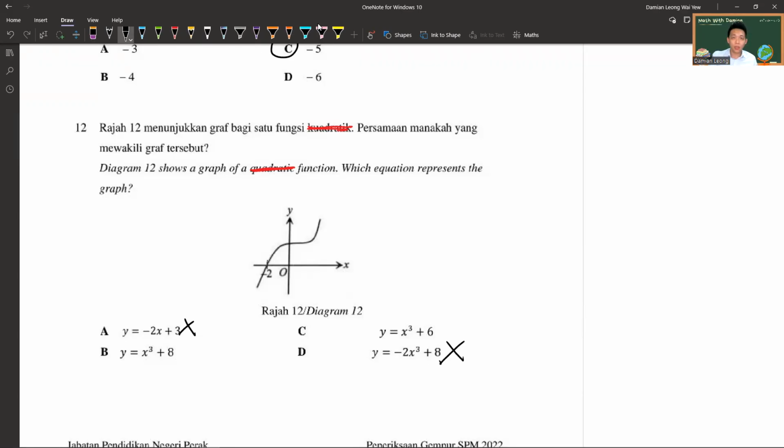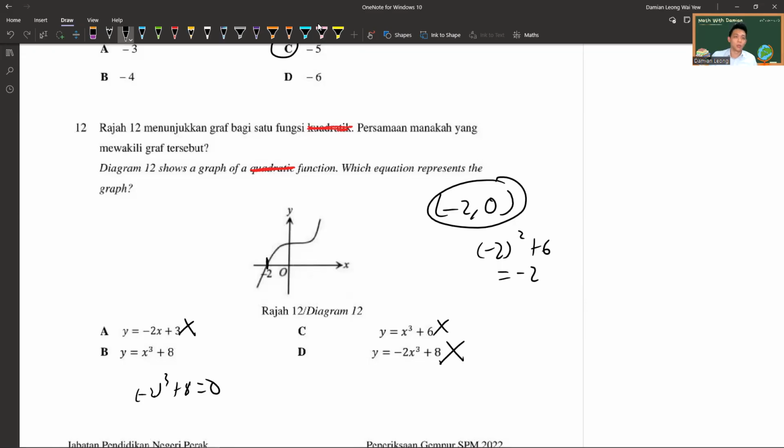So how do I determine which it is? The only point I'm given is here, which is -2, 0. So I just sub in -2, 0 into each of these two. If I put -2 here, -2 cubed plus 6 will be -2. So this is wrong. If I put here -2 cubed plus 8, it will be 0. So answer B, by checking the coordinates of the point that we have.